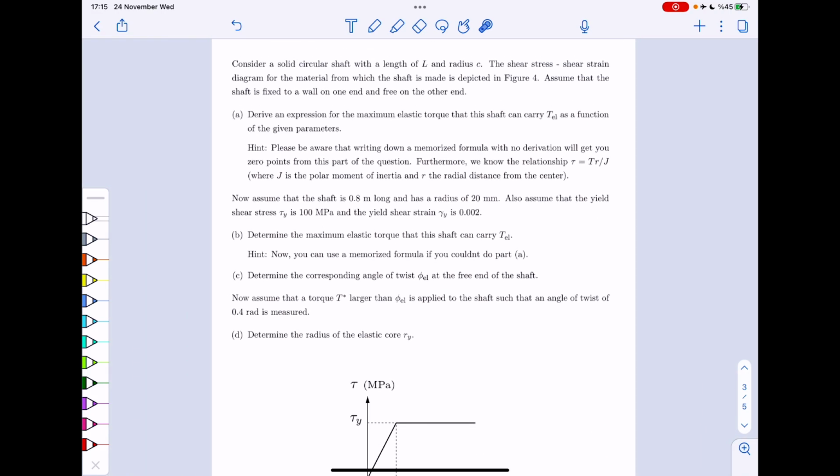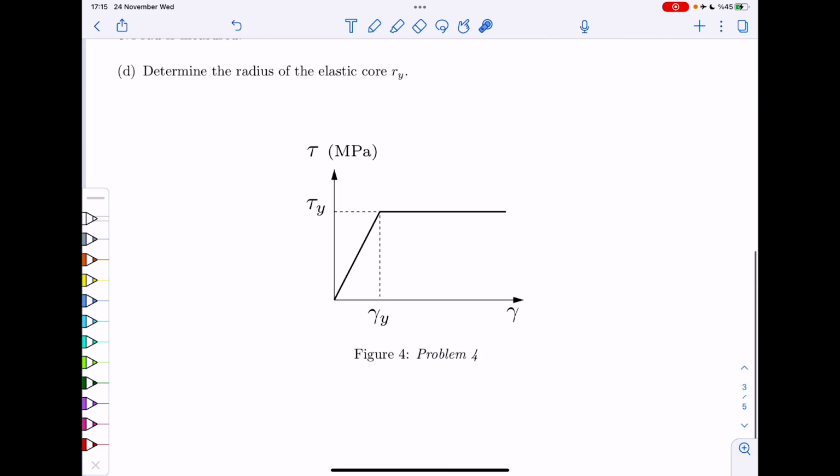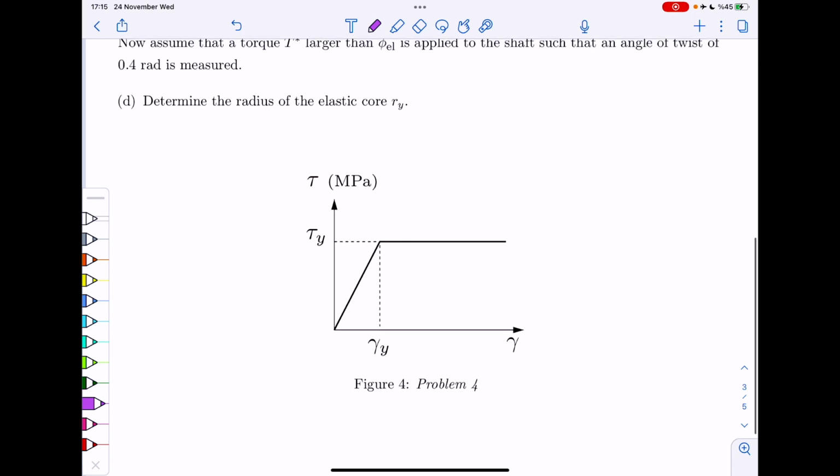All these first three parts are fairly straightforward, and it's kind of to warm you up for the last part. The last part is the only part that requires a little attention, and it's slightly different from what we have done before. Basically, the idea is to calculate the radius of the elastic core if we have exceeded that angle of twist that we just discussed.